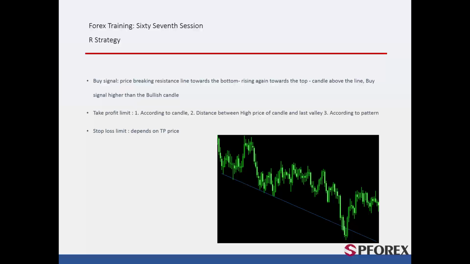On the graph, after the market price has hit the resistance line 5 times, it crossed the given line towards the bottom. Then it returned towards the top. As a candle formed above the given resistance line, a trader could place a buy order. TP prices could be determined by the bullish candle length, the distance between high price of this candle and low price of the candle on the last valley.